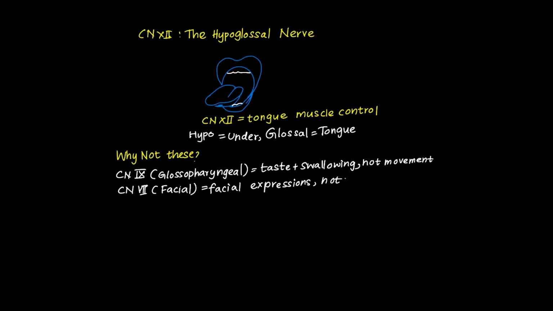CN10, the vagus nerve, runs through the chest and abdomen, handling autonomic functions for organs. It doesn't directly control the voluntary muscles that move the tongue during speech.